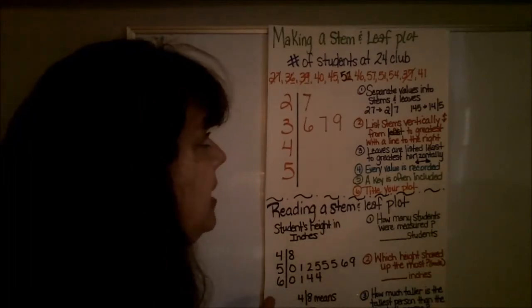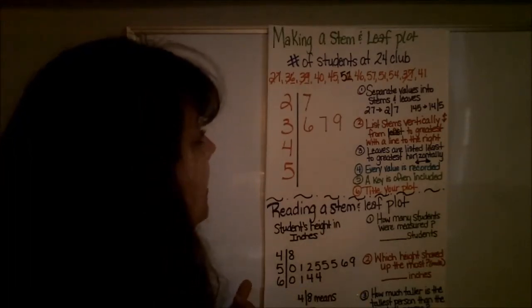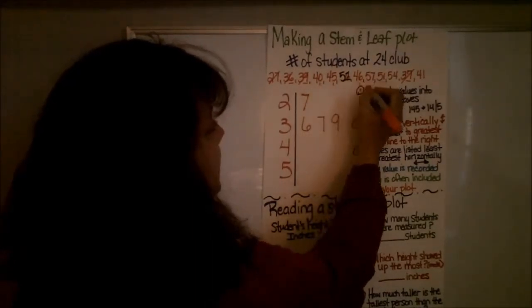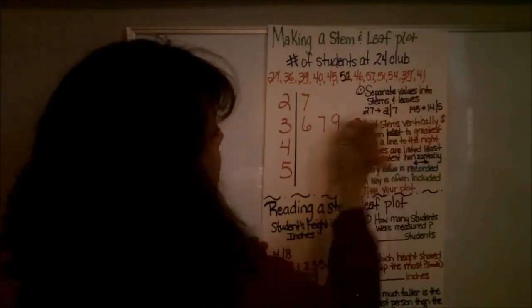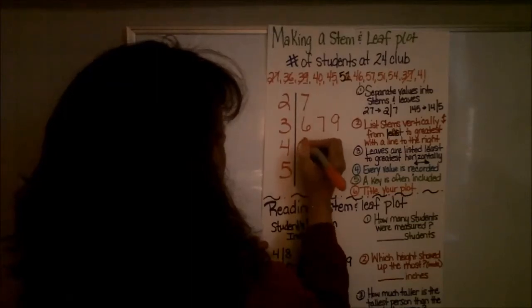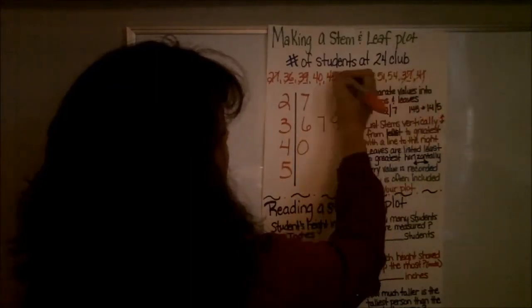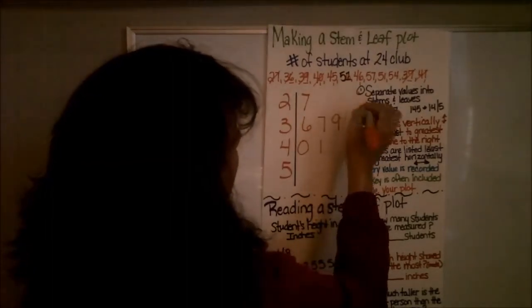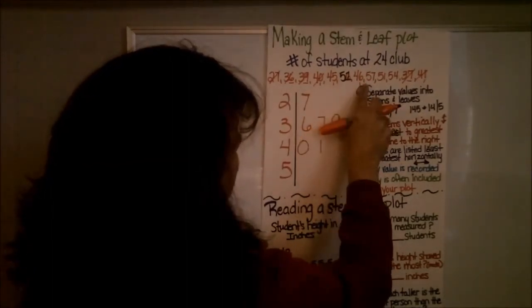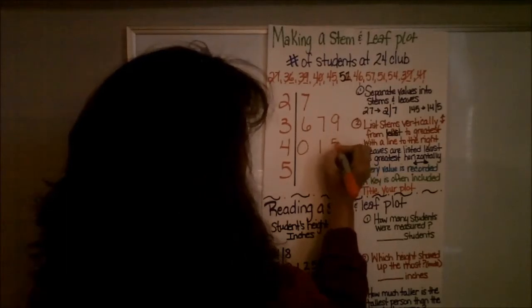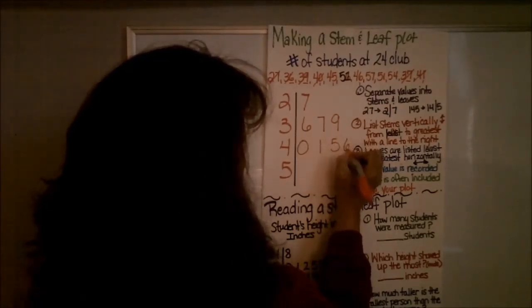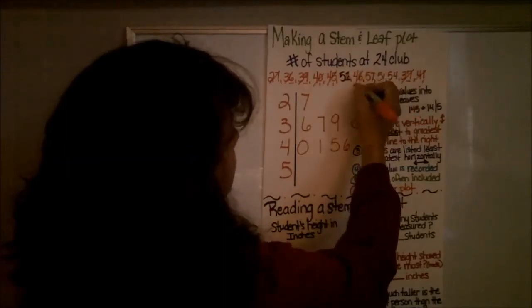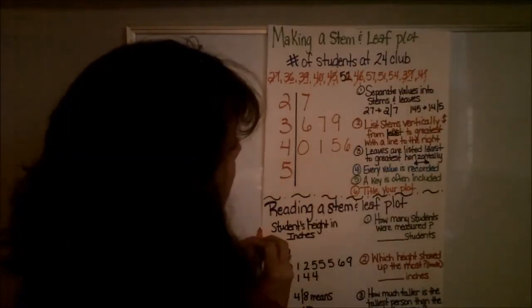The next thing I want to look at is my 40s. I've got 40, 45, 46, and 41. So 40, 41, then I've got 45 and 46. Okay, now that I've used all my 40s, I've got my 50s.